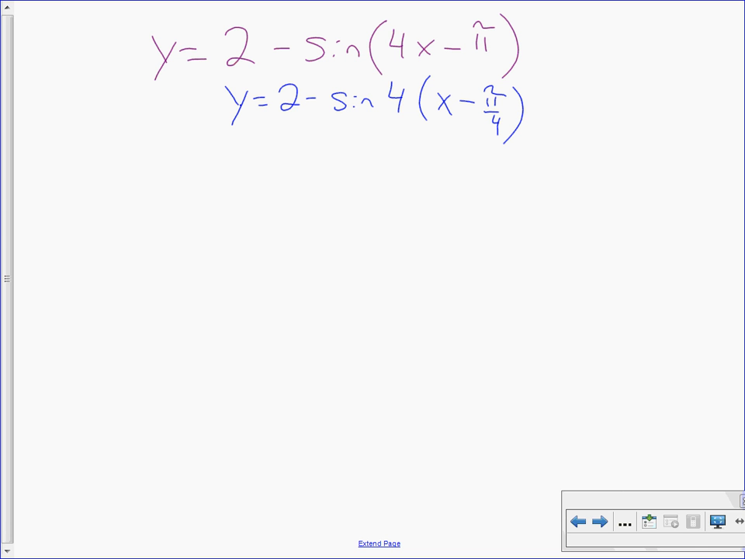Remember, you always start out the same way. A is -1. B is now 4. H is pi over 4. And K is 2. So for every one of these points, I'm going to have to go to the right, pi over 4, and up 2.